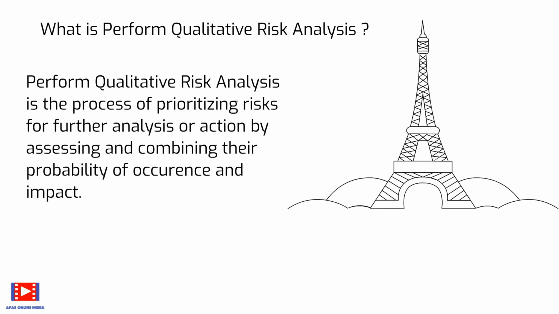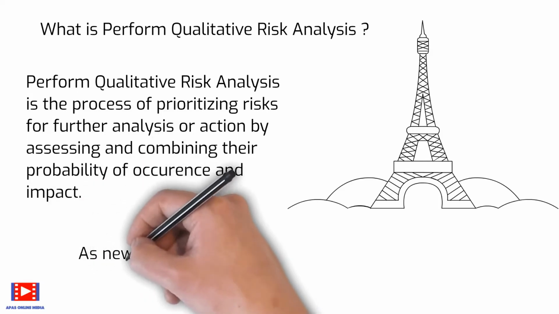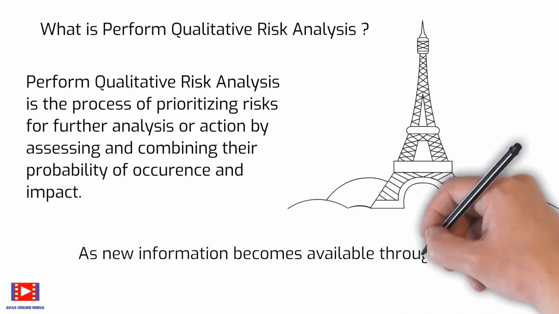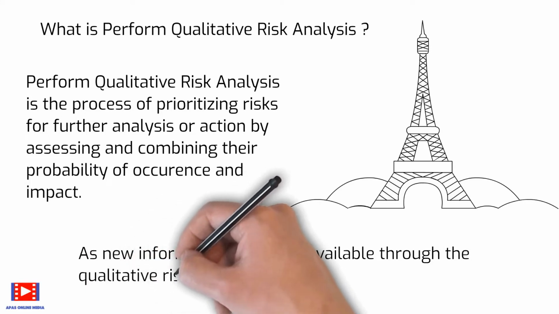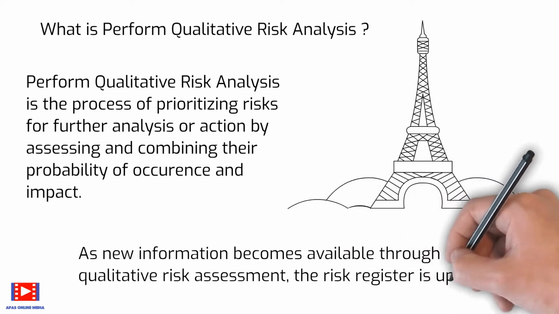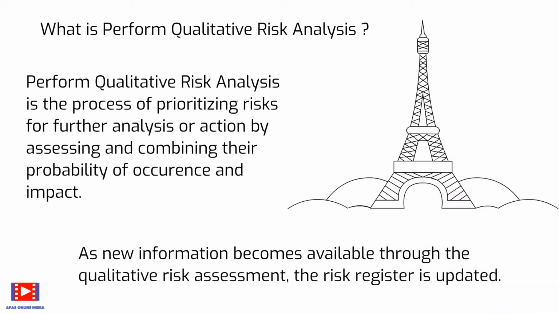Effective assessment therefore requires explicit identification and management of the risk approaches of key participants in the perform qualitative risk analysis process, where these risk approaches introduce bias into the assessment of identified risk. Attention should be paid to identifying bias and correcting for it. As new information becomes available through the qualitative risk assessment, the risk register is also updated.